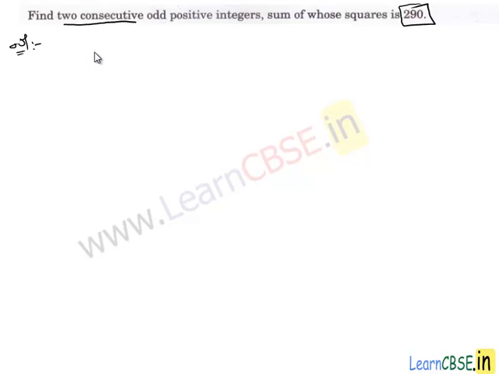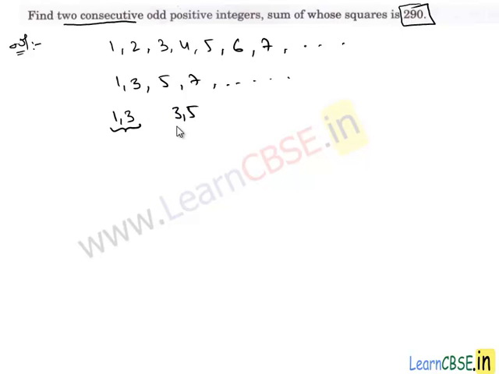If we take the series of positive integers, that is 1, 2, 3, 4, 5, 6, 7, and so on, here 1, 3, 5, 7 are odd positive integers. If we take 1 and 3, these are two consecutive odd integers. Similarly, 3 and 5 are two consecutive odd integers, and 5 and 7 are two consecutive odd integers. That means the difference between two consecutive odd integers is 2. So we have to find the two consecutive odd positive integers.